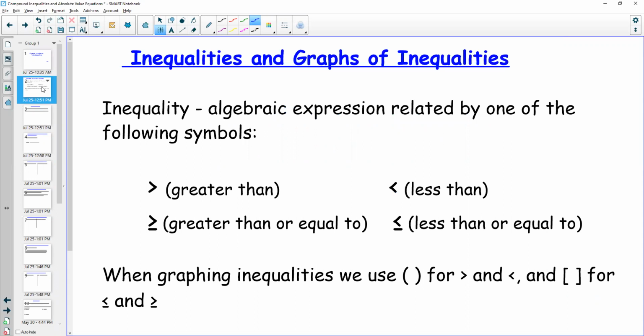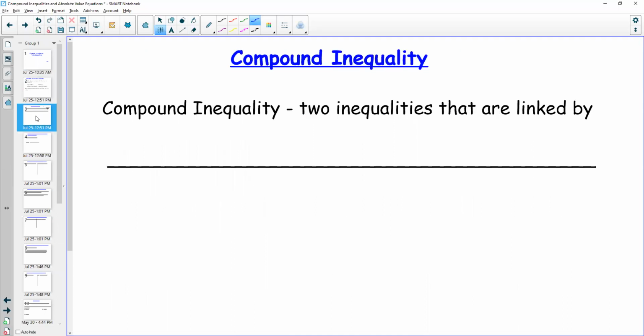So remember that an inequality is an algebraic expression related by one of these symbols, greater than or equal to, less than or equal to. When we graph inequalities, we use parentheses when it's not less than or equal to, and brackets when it is. A compound inequality is two inequalities that are linked by words. It's either the word and or the word or, and they mean different things. And what we're going to do is go through and see examples of that.